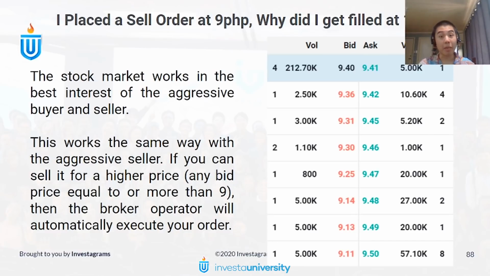So, pwede mong gawin, if mabilis gumalaw yung stock, di ba, lagay mo lang 9 pesos para ma-execute yung order mo at the best bid price, at the best buying price, which is yung pinakauna, yung pinaka-sa taas ng table. Na in this case is 9.40. So, pag nilagay mo 9 na selling, ma-fill ka dito sa 9.40.